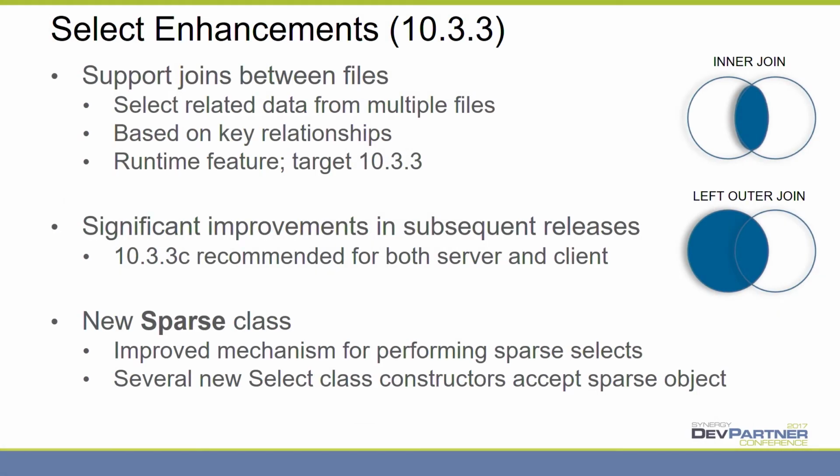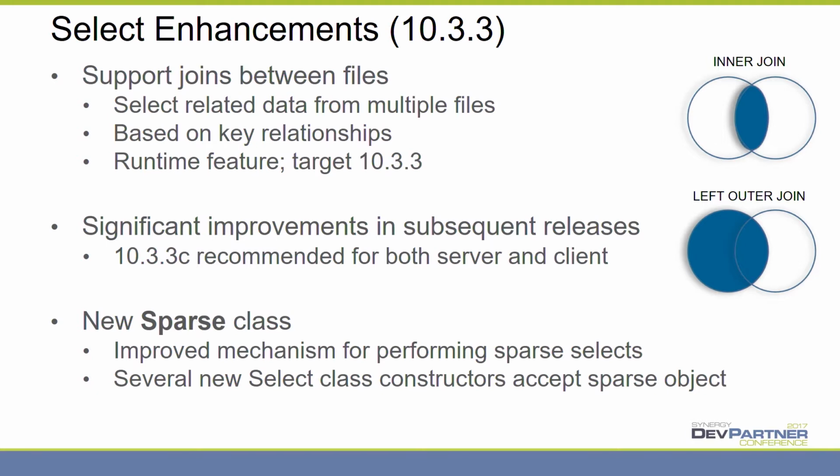Obviously, another change that goes back to 10.3.3 is the addition of support for joins between files when you're dealing with the select class. So basically building up a single code construct that is accessing 2 or 3 or more ISAM files at the same time and following logical relationships through keys and so on. So that was a 10.3.3 feature, and this is a runtime feature, so you do need to target the 10.3.3 runtime if you want to get access to this feature.